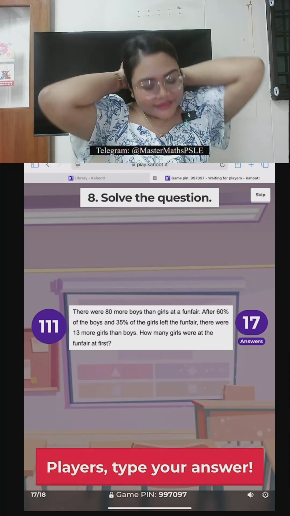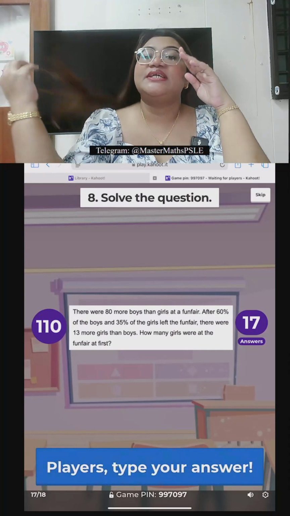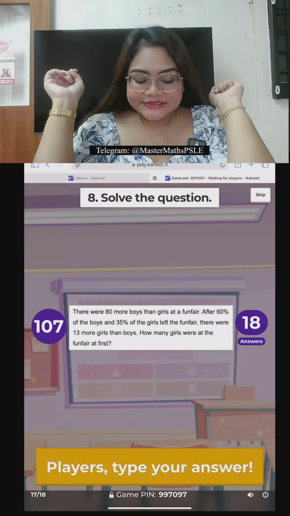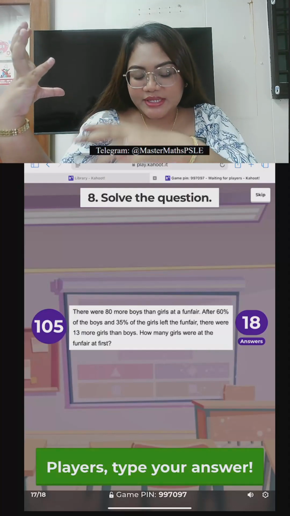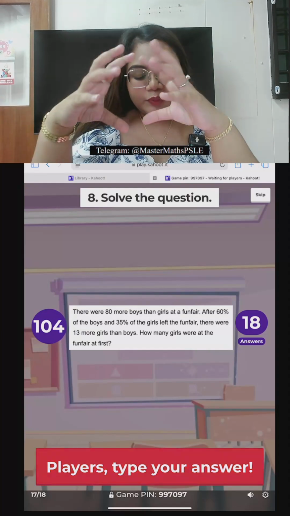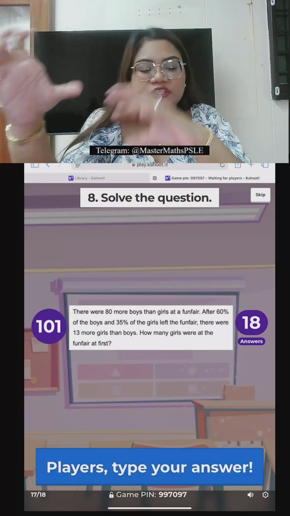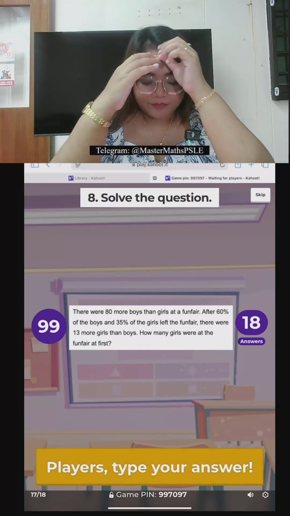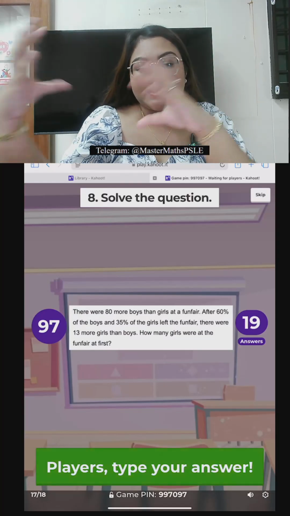Do you know the boys initially is 100 units plus what or not? Because girls is 100 units, that we assign. So boys, since there's 80 more, there will be 100 units plus 80. That will be the boys at the start.